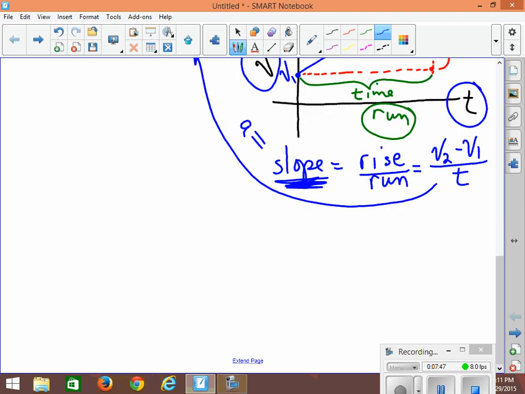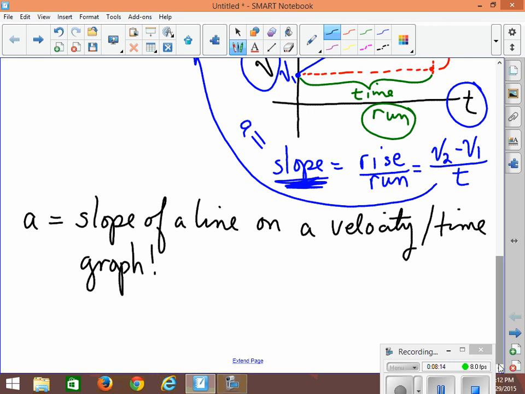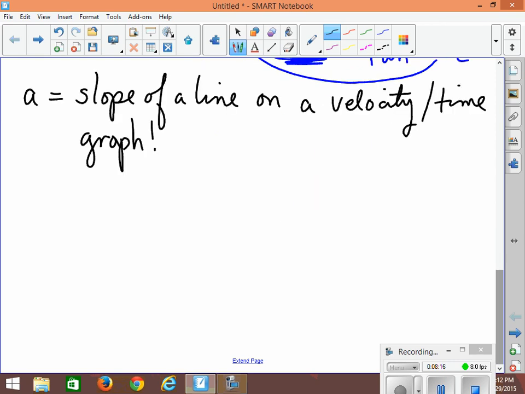Okay, I'll write that down for you. Acceleration is equal to the slope of a line on a velocity time graph. Velocity versus time graph. So that's another convenient way to think of it. Anyway, now that we have an expression for how to calculate accelerations, let's look at one more thing.